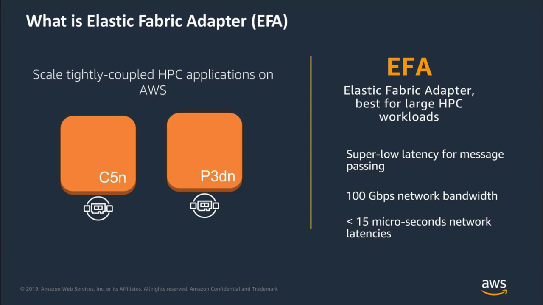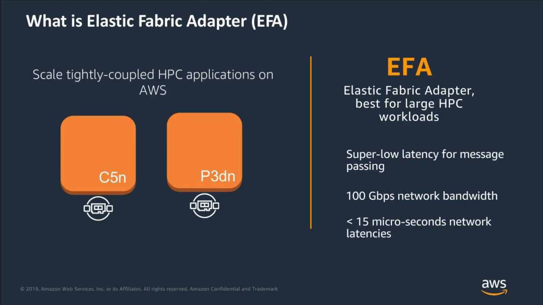EFA is a network device that you can attach to your Amazon EC2 instances to bypass the kernel for fast network communication. With EFA, tightly coupled HPC applications have access to lower and more consistent latency, as well as higher throughput than traditional TCP channels. EFA enhances the performance of instance-to-instance communication that is so critical for scaling latency-bound HPC applications.